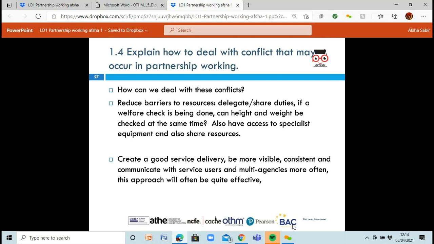Because sitting at home waiting for someone to come and see you or going into an appointment is time consuming. It really does ruin your day sometimes when you have to do these things. So it's nice to get everything done at once. Definitely. So within this, try to create a good service delivery. Be more visible, be consistent, communicate with your service users and also your partnerships. This approach is quite effective in building trust and making sure that the working is going well.